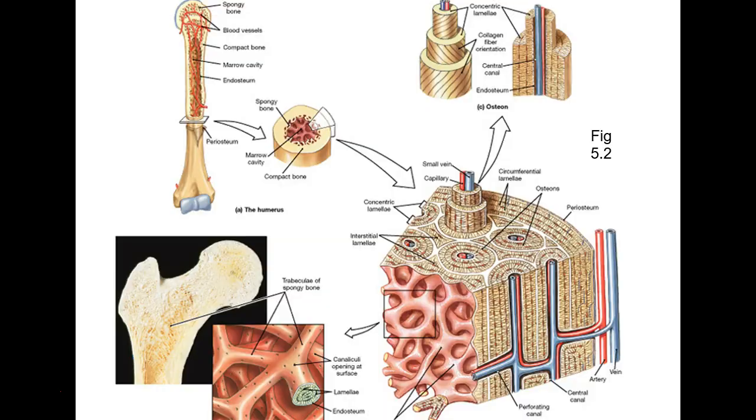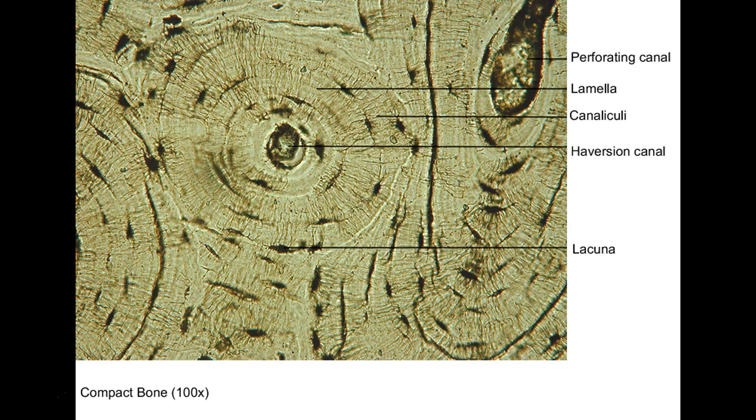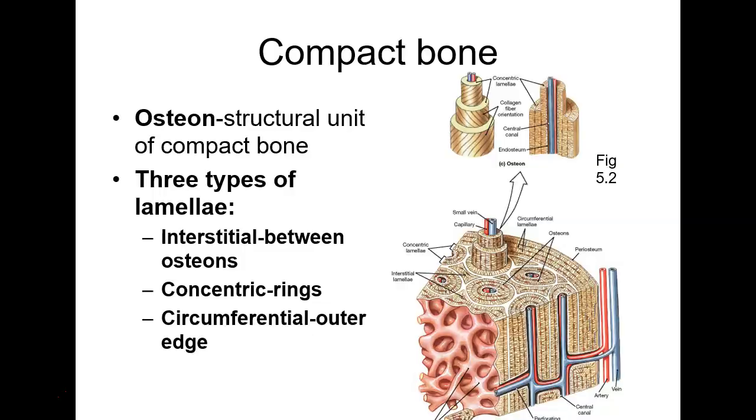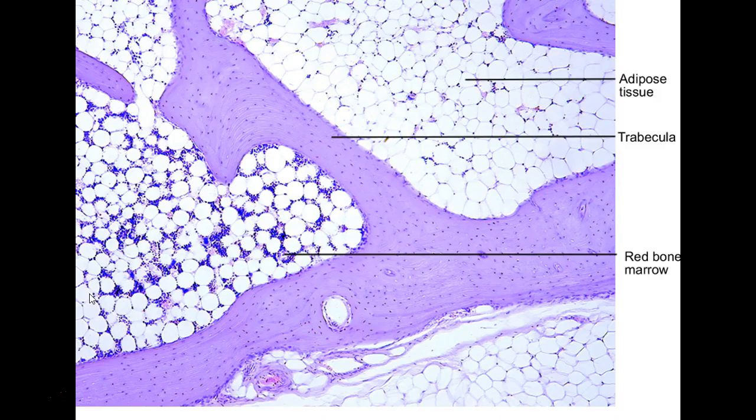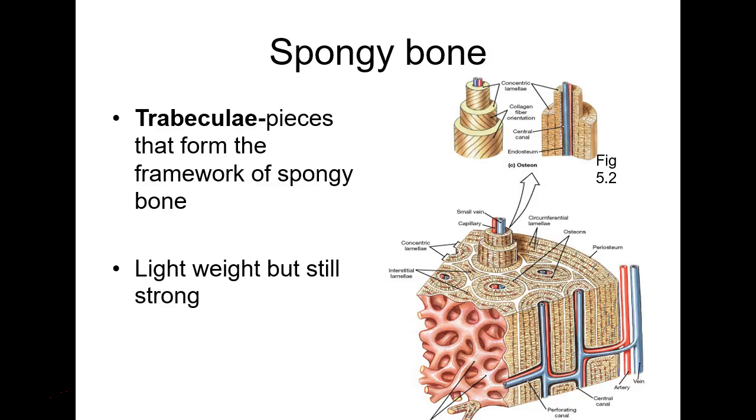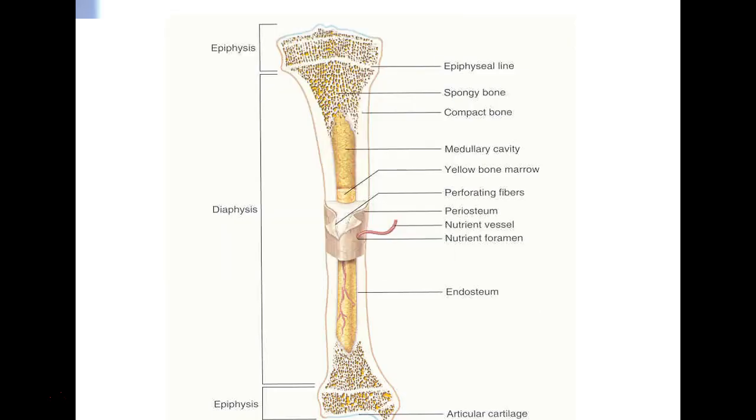So compact and spongy we talked about. And we talked a little bit about an osteon and the different components. And we talked about the different types of lamella, but really I'm probably just going to point at a concentric lamella. We talked a little bit about red bone marrow, right? We talked about different regions on a bone. We talked about periosteum and endosteum and where they're found and where they're not found. Periosteum is not on the articular ends. That's hyaline cartilage. We talked about epiphyseal lines.